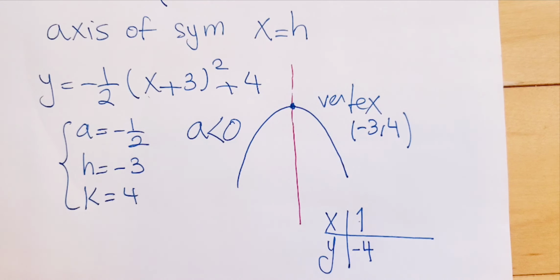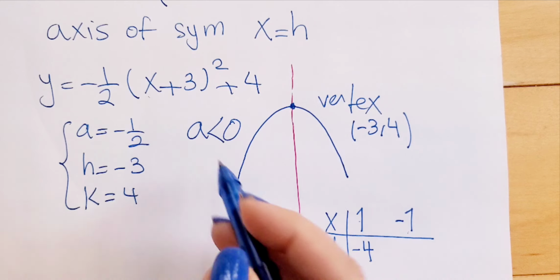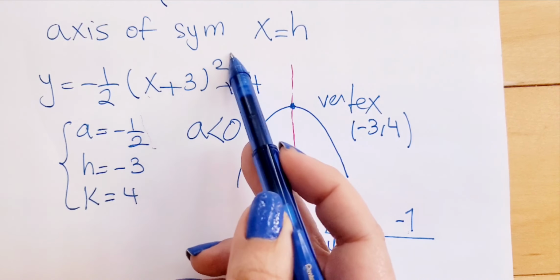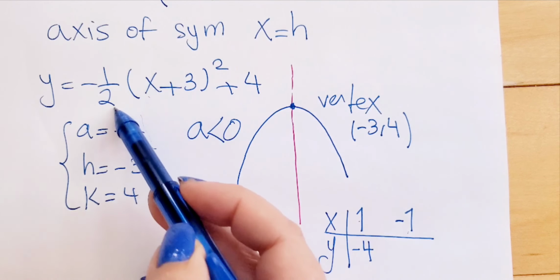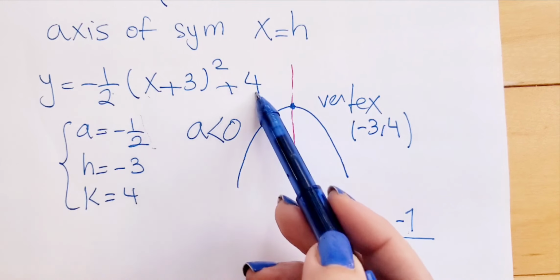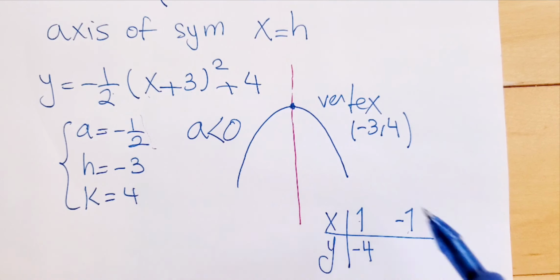But if I substitute, let's say I give -1, and if I substitute x as -1 here, so this one turns out to 2. 2 to the power 2 is 4. 4 times this one would be -2. -2 plus 4 would turn out to be +2.